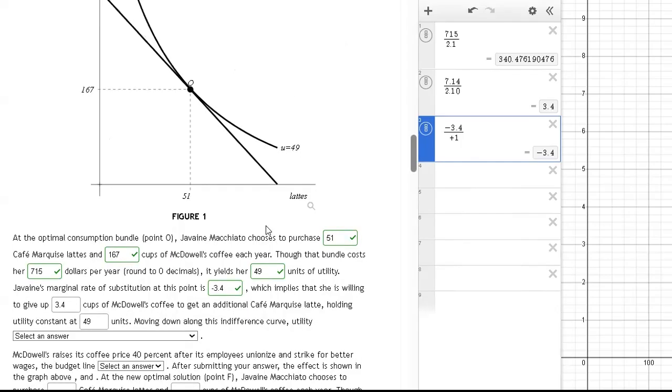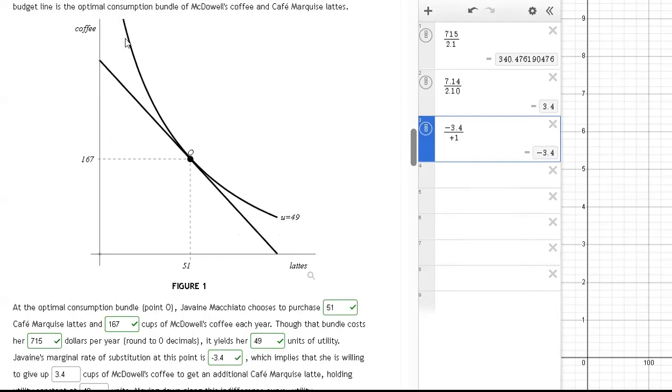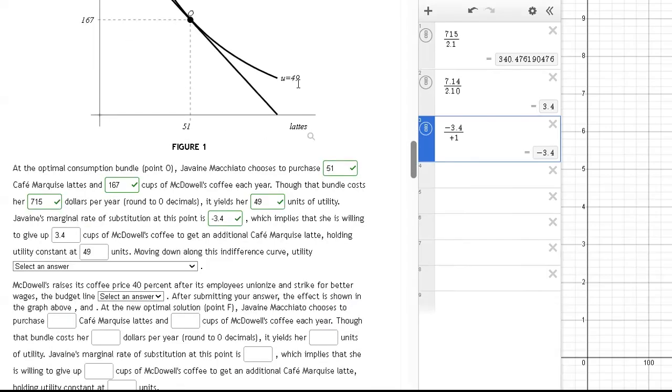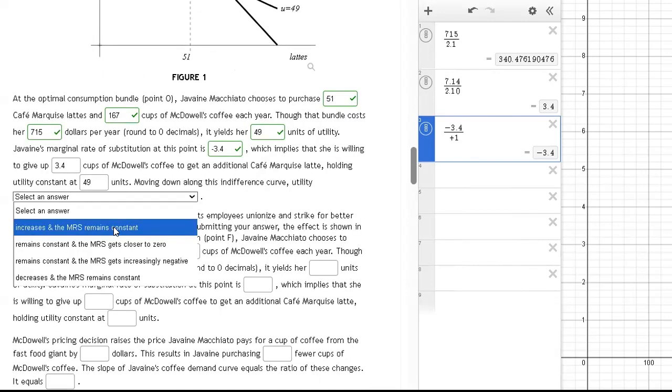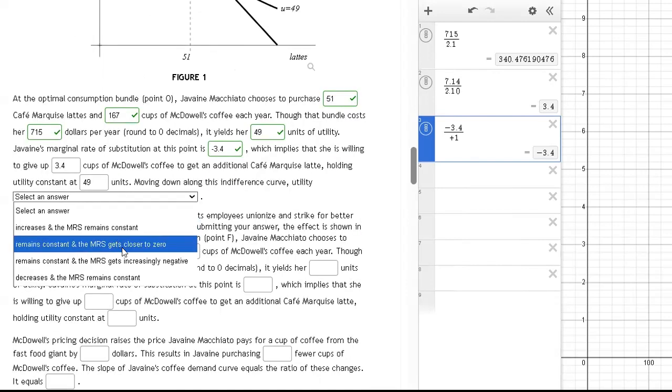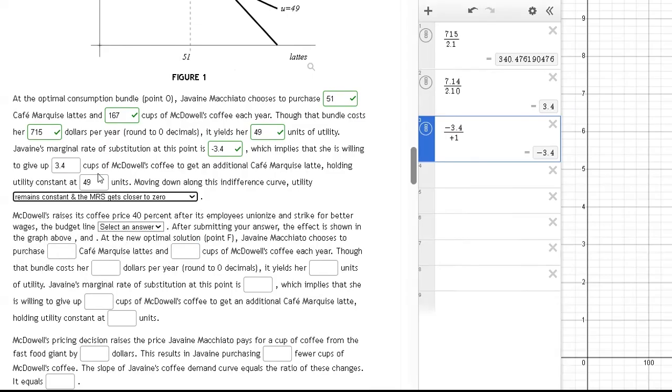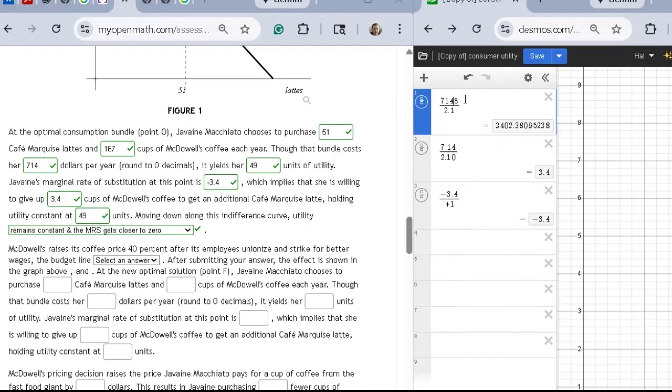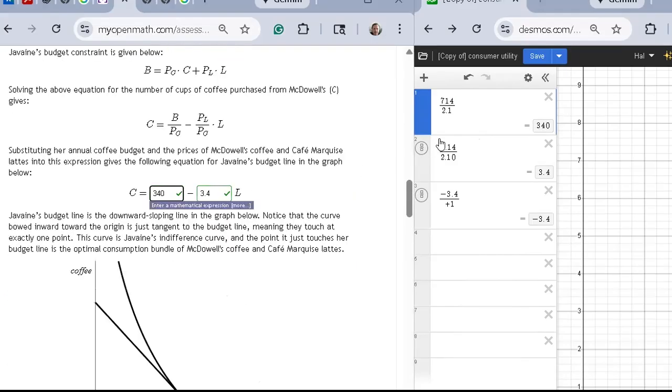Now, moving along the indifference curve, I've already mentioned this, it is really steep here. And as we come down the indifference curve, the utility remains constant at 49, but the slope is getting closer and closer and closer to 0. If we were to extend this out, it'd get really close to 0, the slope. Utility remains constant as the MRS gets closer to 0. This should be 714. So the intercept is 340, which we have there.